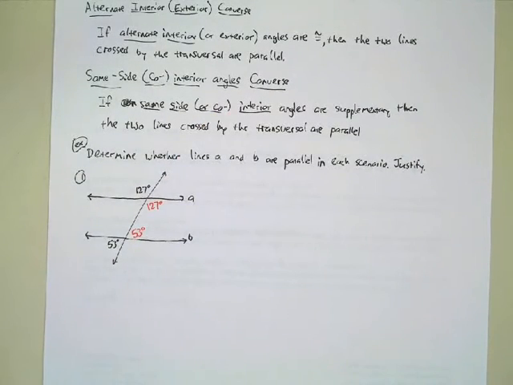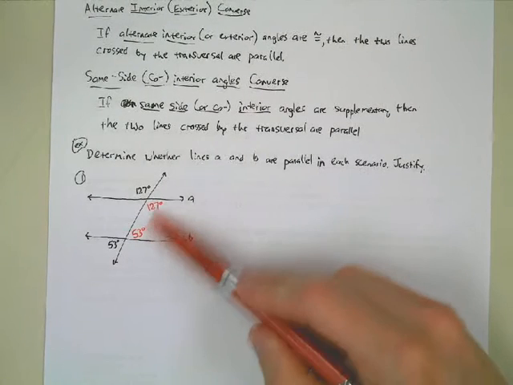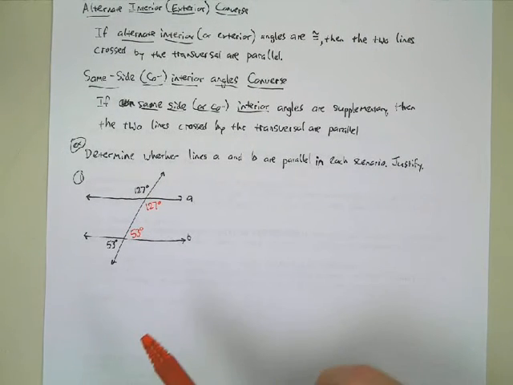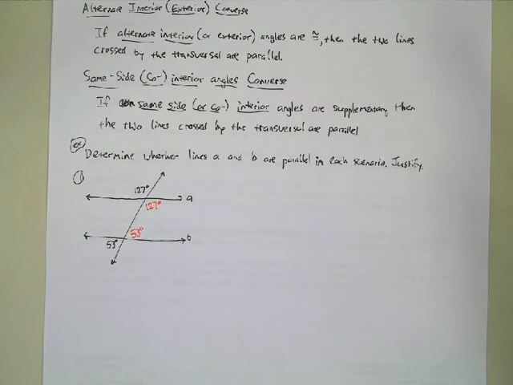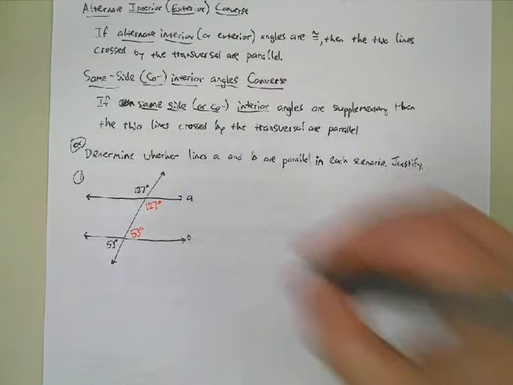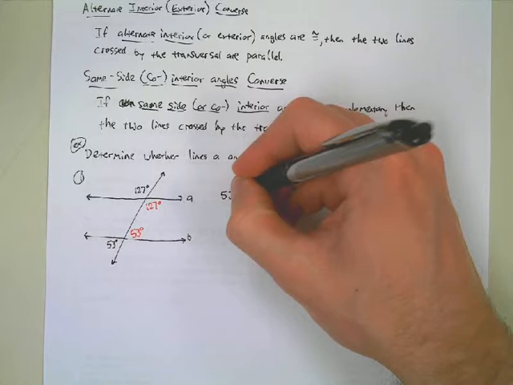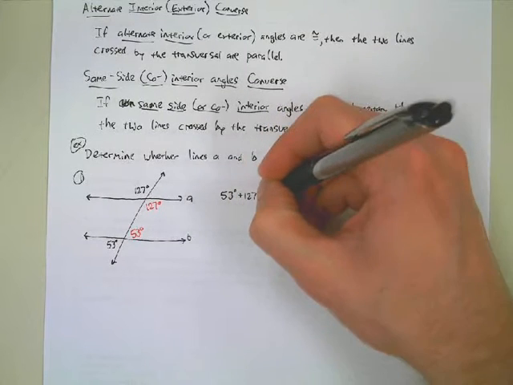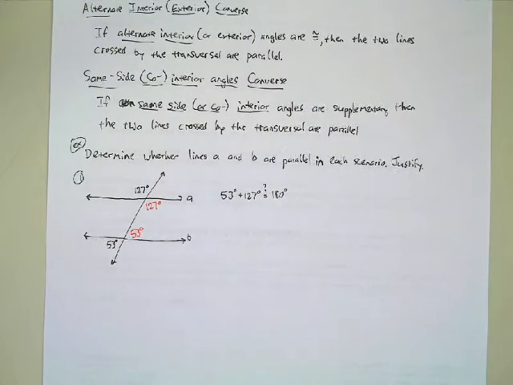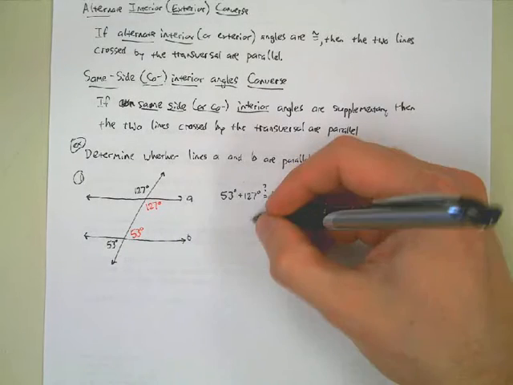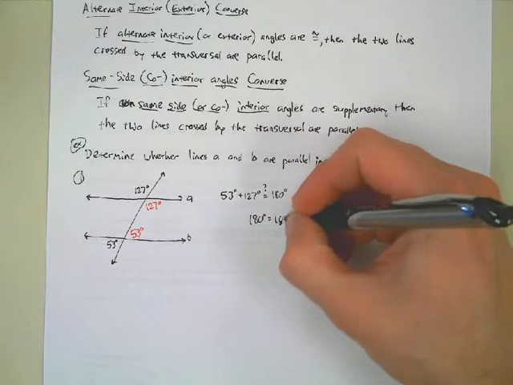And now, what special angle pair do we have here? Same side interior, co-interior, consecutive interior, a bunch of different names for the same thing. Okay? And so how should these be related? They should add up to equal 180. So let's see here. 53 degrees plus 127 degrees, does that equal 180 degrees? And yeah. Check.